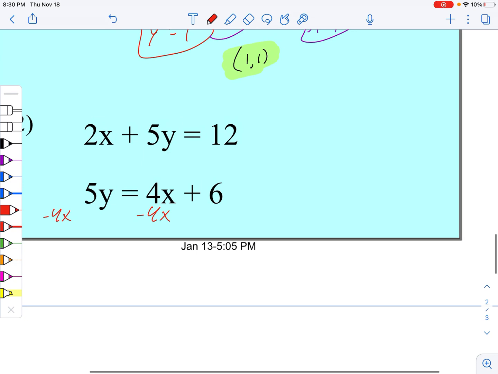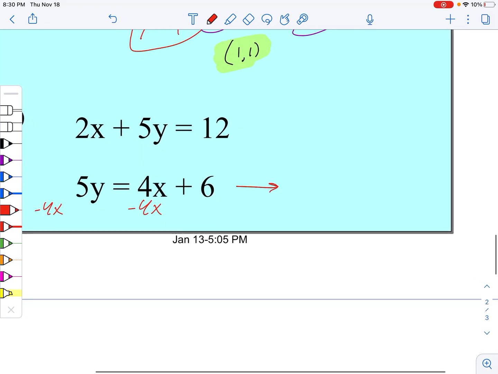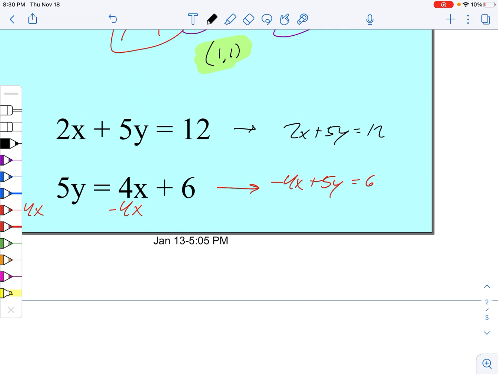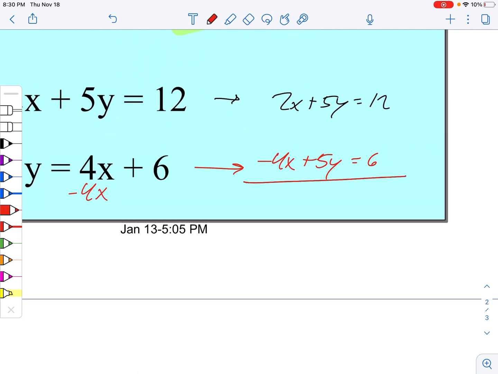So in this bottom equation, again, you don't have to do it this way, but this is the way I'm choosing for this particular one. I'm just going to subtract 4x to both sides. That's going to give me 4x plus 5y equals 6. I'll just bring the top equation straight over the way it is. 2x plus 5y equals 12. And then I can go ahead and do my elimination. Now I've got everything lined up.